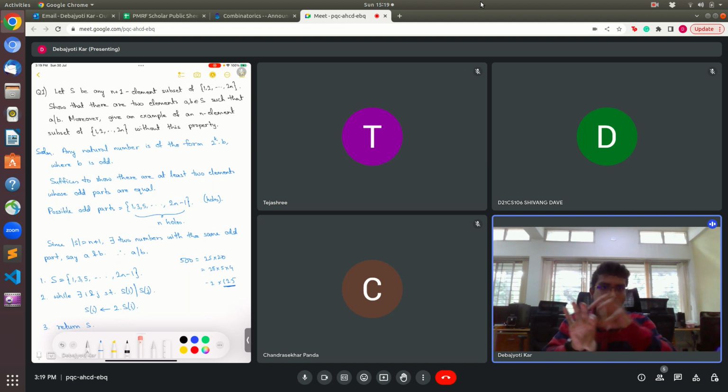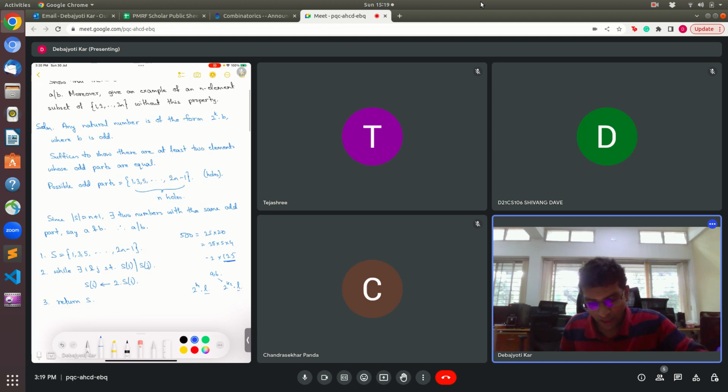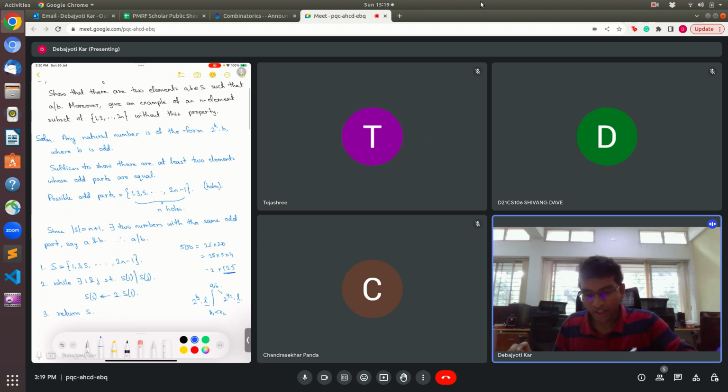Now consider any two numbers a and b which have the same odd part, which means a is of the form 2 to the power k1 times, let's say, L, and b is of the form 2 to the power k2 times L. Assume that both of them have the same odd part. Then one of k1 and k2 has to be less than the other. Without loss of generality, k1 is less than k2. So in that case, 2 to the power k1 times L is going to divide 2 to the power k2 times L.